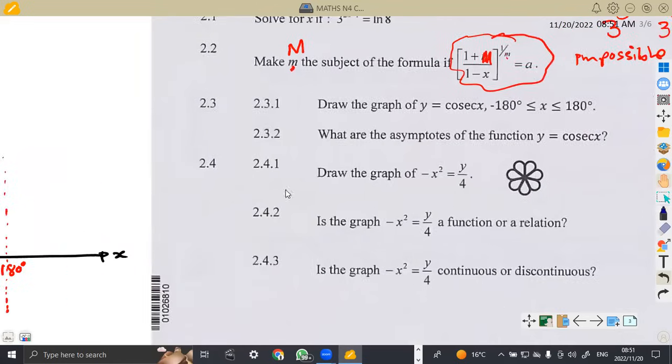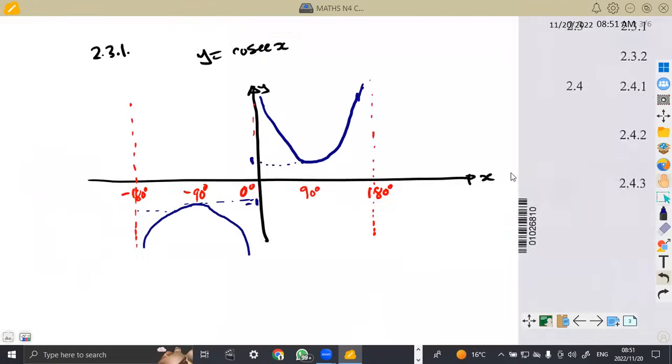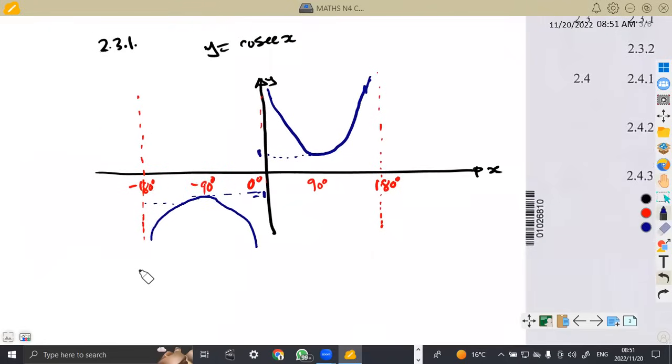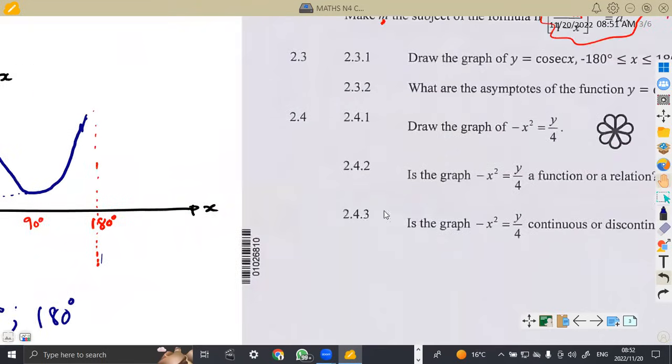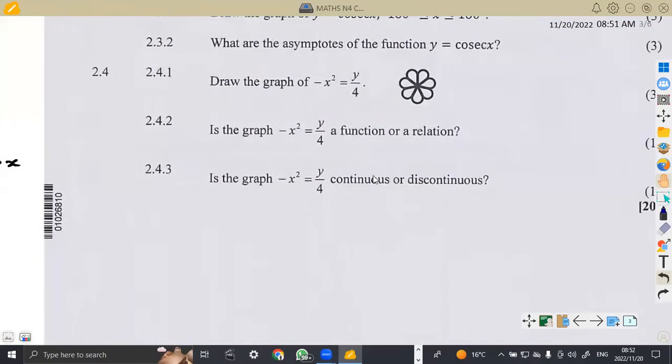And 2.32, what are the asymptotes of the function? We can see this graph cannot reach this part, minus 180. So we've got asymptotes at minus 180, at 0 degrees and also at 180 degrees. So that was it. 2.4, draw the graph of minus x squared.